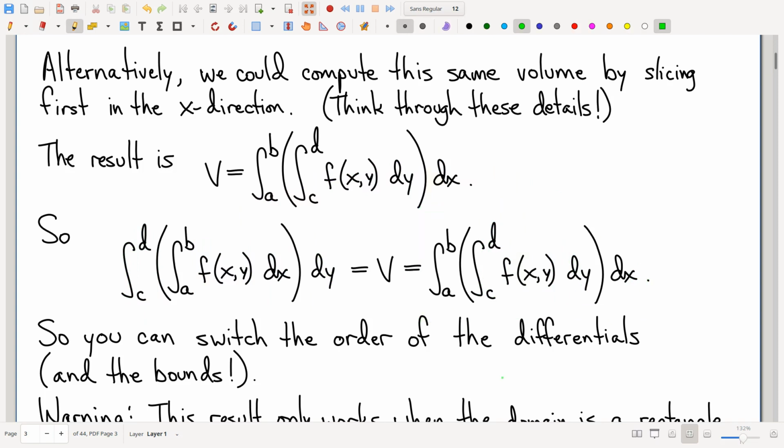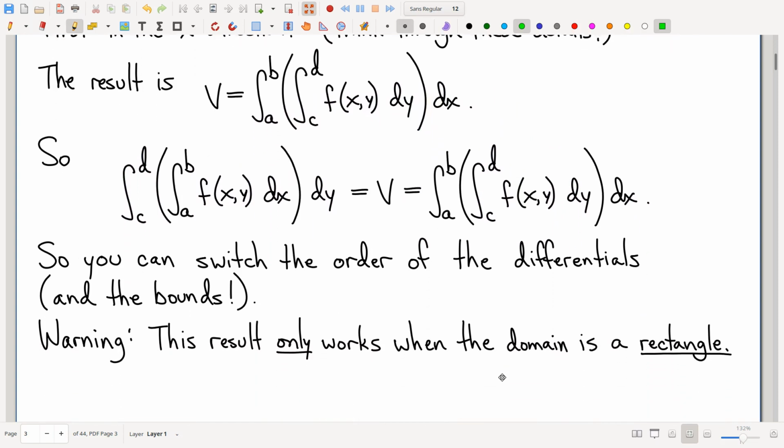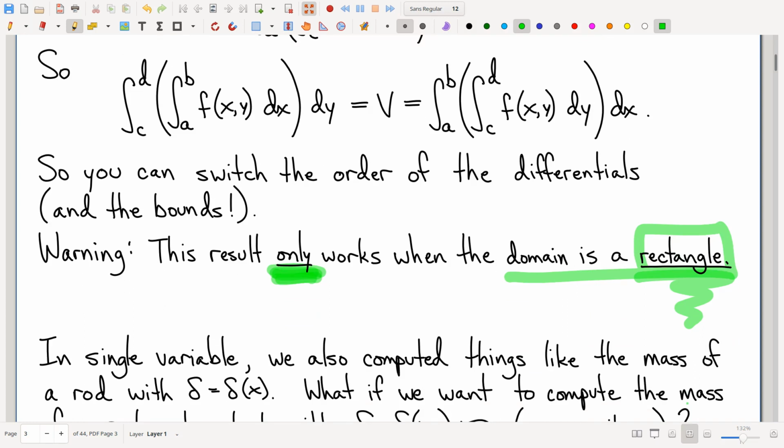Really nice exercise. Okay. Now, there is an asterisk on this. It's an important little asterisk. This only works when the domain is a rectangle. Now, this seems like a silly observation to make at the moment, because the only question we've so much as entertained at this point is volume under a graph sitting over a rectangle. That's a very temporary state of affairs.